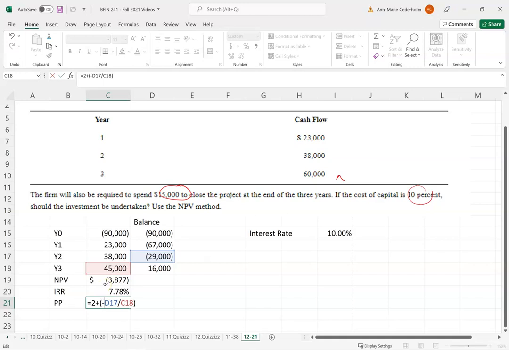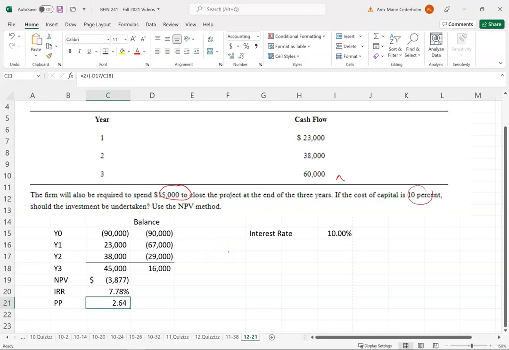So essentially all I'm doing is taking 29,000 divided by 45,000. And we'll show this to 2 decimal places. So that means it's 2.64 years in order to pay this investment back.